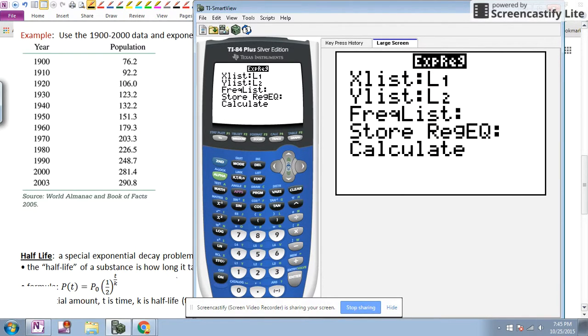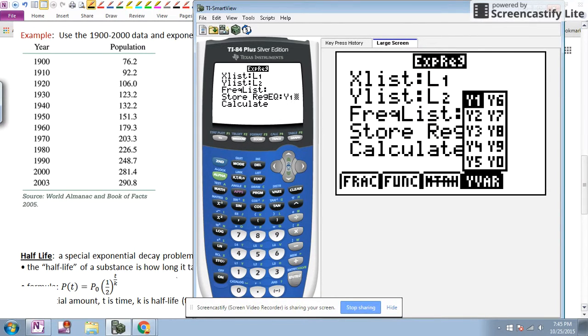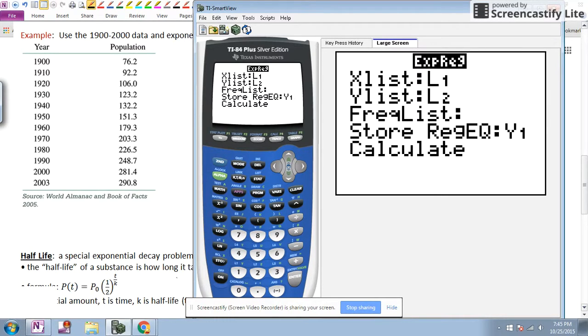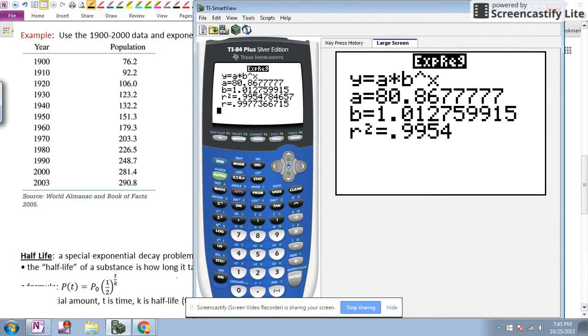The X's are in list 1, the Y's are in list 2. If you want your calculator to store the equation in your Y equals, that's what this store regression equation is. It's in the F4 menu. So if I go alpha F4 and I just pick Y1, it'll now put it in Y1 for you if you so care. And then I hit enter and boom, there it is.